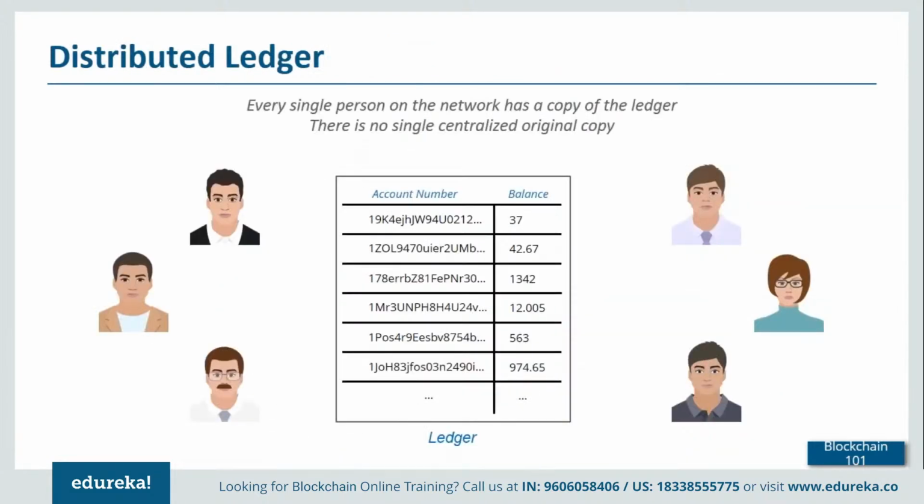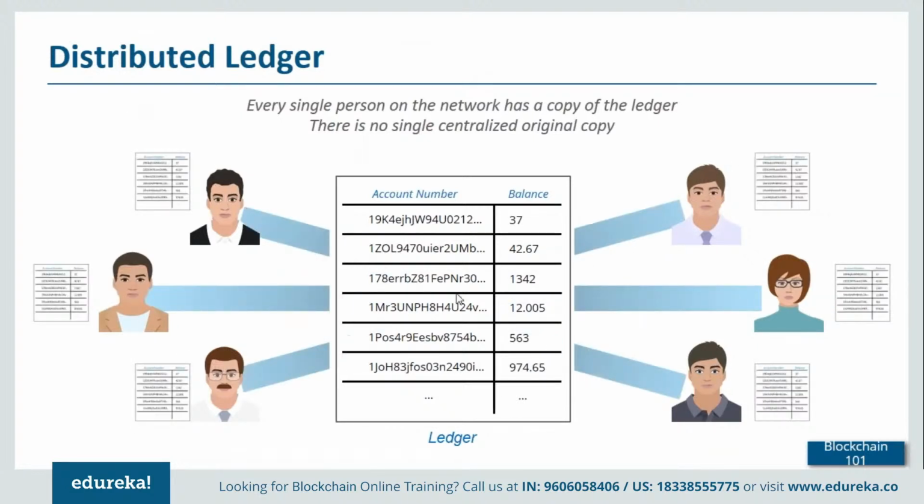Now, as I had mentioned here, we use a distributed ledger. What I mean by distributed ledger is that everyone who's part of the system gets a copy of the ledger system. And there's no central ledger system existing. It's distributed across everyone who's part of the blockchain system.